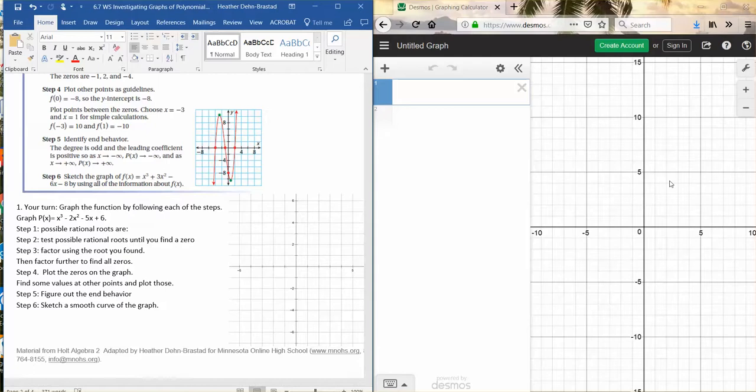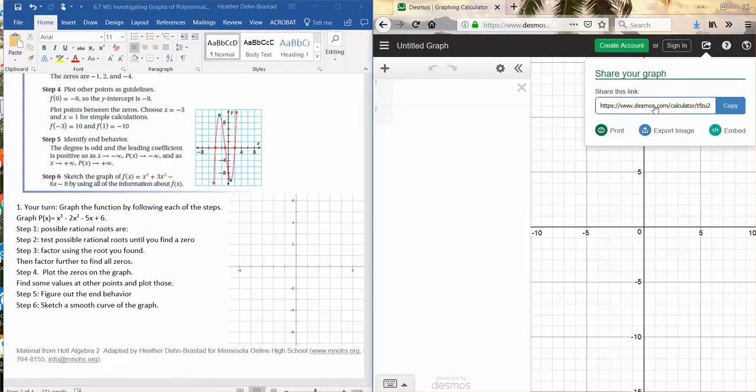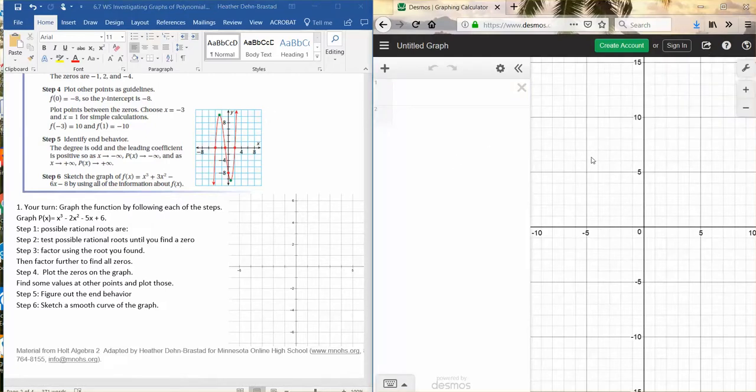I'm going to do mine in Desmos. There's options to share your Desmos graph with a link, or you can take a screenshot of it and paste it onto the worksheet. So either of those would be better options than drawing it by hand. And of course there's Sketchpad as well.